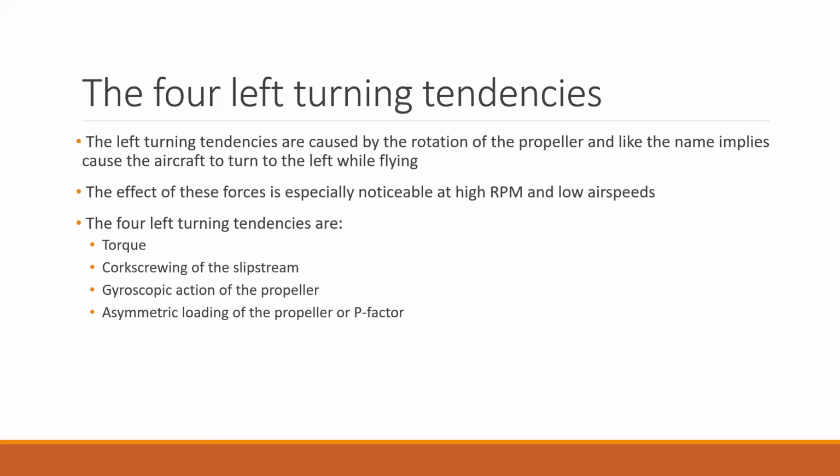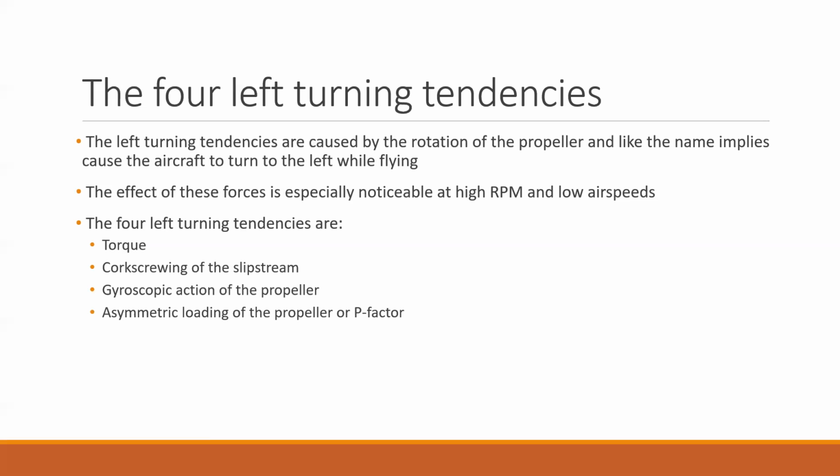Basically, the propeller spinning causes these four things to happen. From the pilot's perspective in the aircraft, the propeller will rotate to the left. Outside the aircraft it rotates the other way, but it's turning left that causes these forces. There are aircraft that have propellers that rotate to the right. However, that's pretty uncommon, so most of the time they rotate to the left.